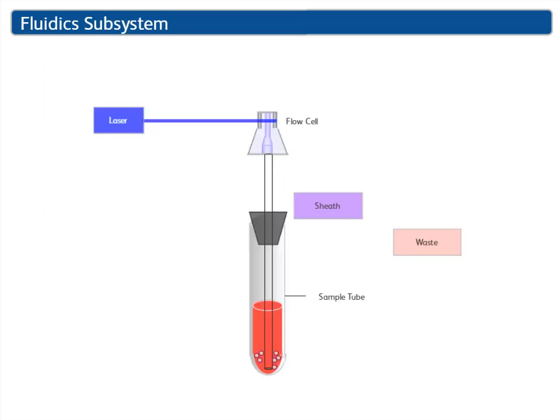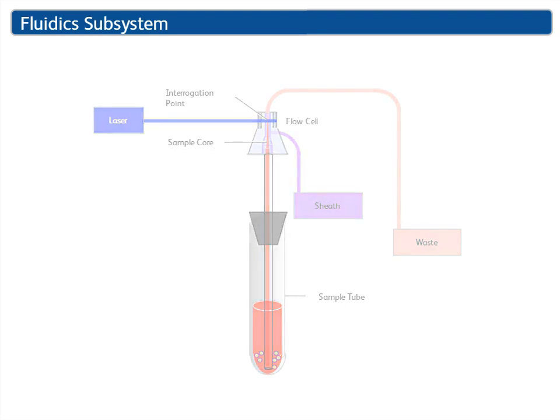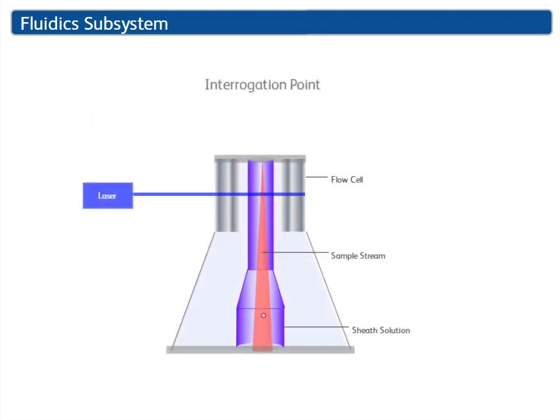The Fluidics Subsystem transports particles in a fluidic stream to the laser beam for interrogation. The portion of the fluid stream where particles are located is called the sample core. The point at which particles meet the laser beam is the interrogation point. Incident laser light is scattered and fluorescence is emitted as particles pass through the interrogation point.